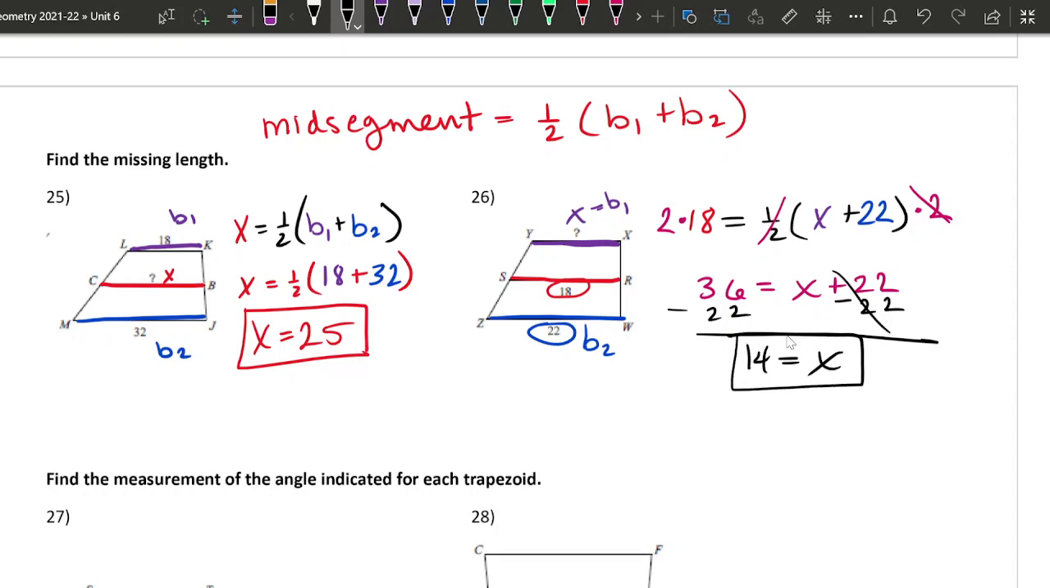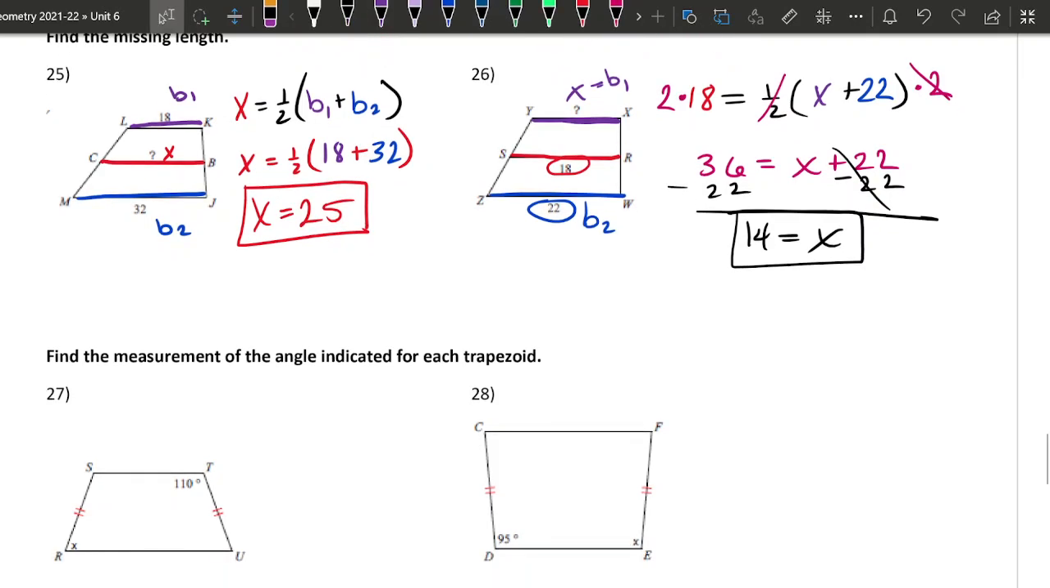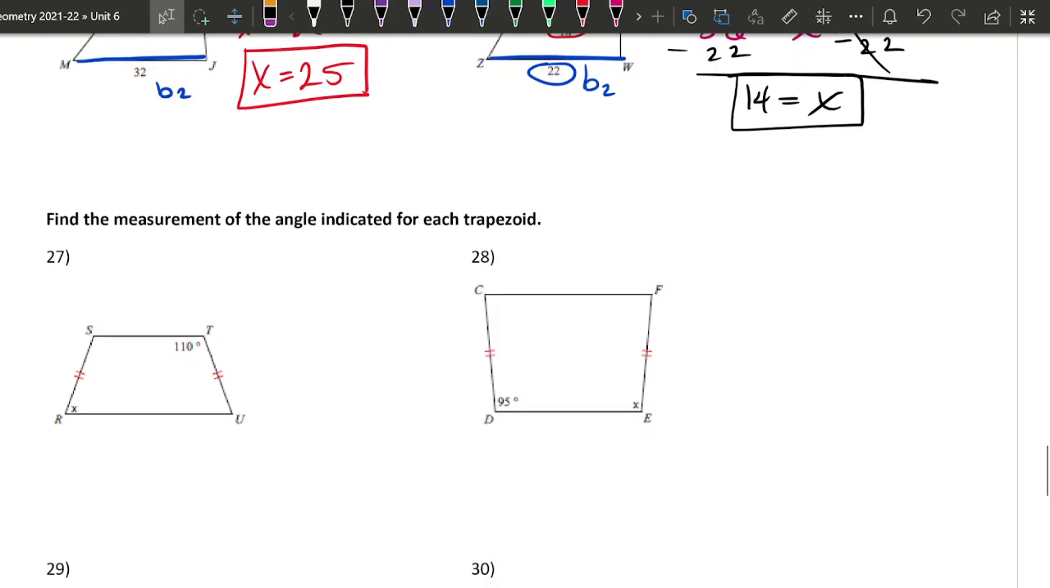And then again, do a quick check to make sure this makes sense. 14 is the small base, so it needs to be the smallest number. I have 14, 18, 22. Yep, that makes sense. So that's mid-segment of trapezoids. Sometimes it's called the median, but I'm pretty sure I always call it a mid-segment.